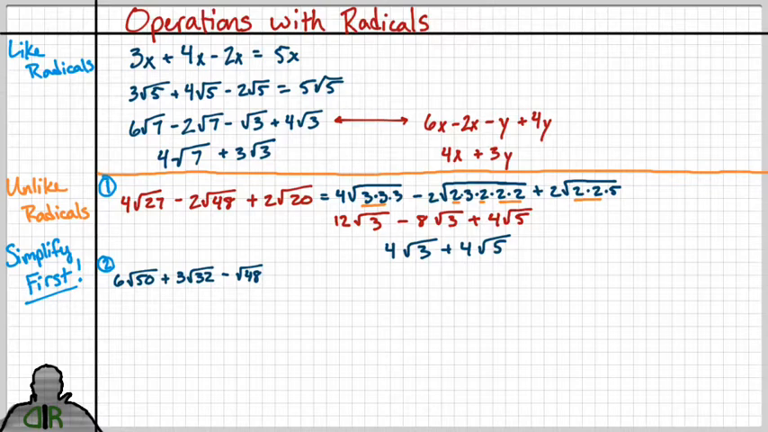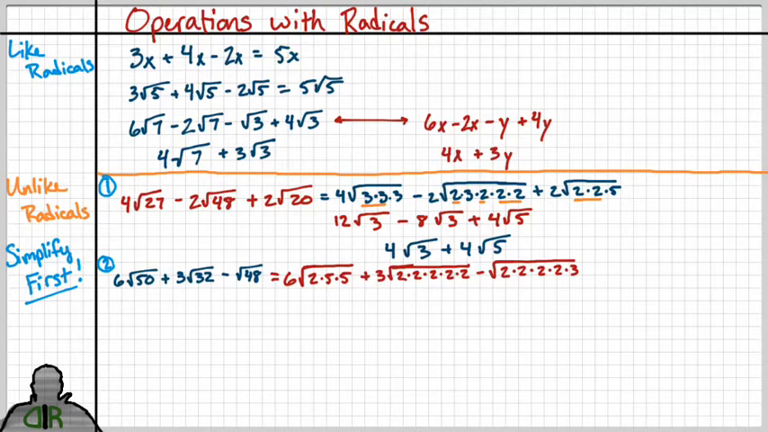6 root 50 plus 3 root 32 minus root 48. Okay, let's start simplifying these ones down. Go ahead and hit pause, simplify those, and then when you're done simplifying, come back up because I'm just going to do it right there. Okay, that's what yours should look like.